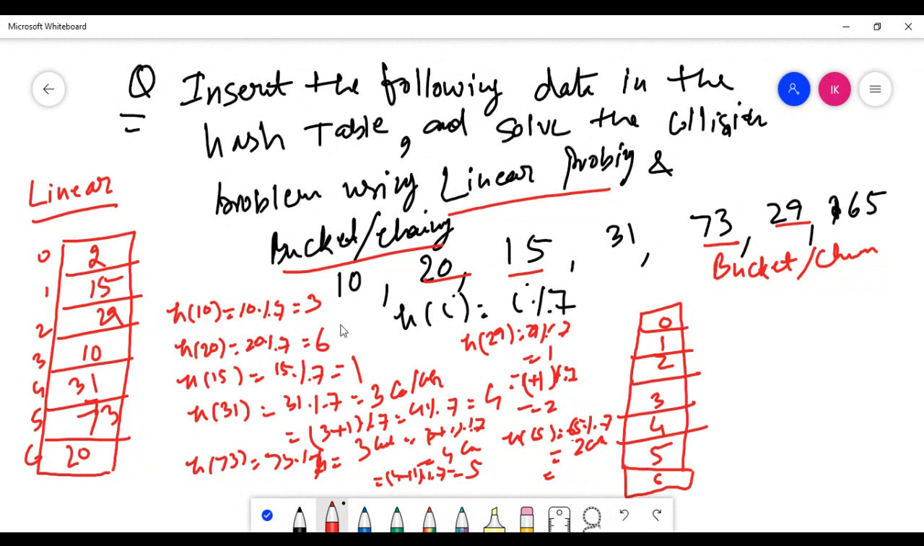Now what you do, first you do it like this. Only calculate, like linear, just calculate. 10 mod 7 gives 3. So what you do, make it here at 3. Okay, now our number is 10. 10 is where? 3. So you write 10 here.